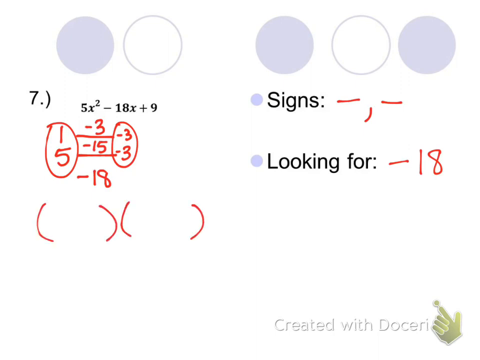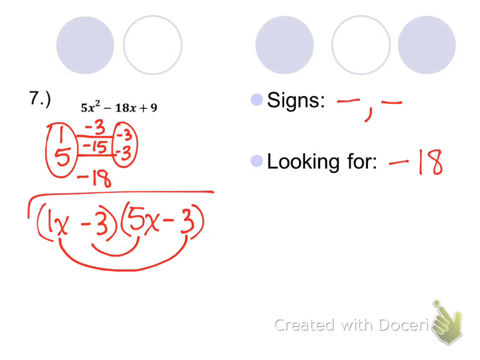What's going to go in the front of my parentheses? 1x and the other front? 5x. What's going to go in the back of the second one to line up with the 1x? A minus 3. And the back of the other one is also minus 3. They were the same. Questions about our bubbles?